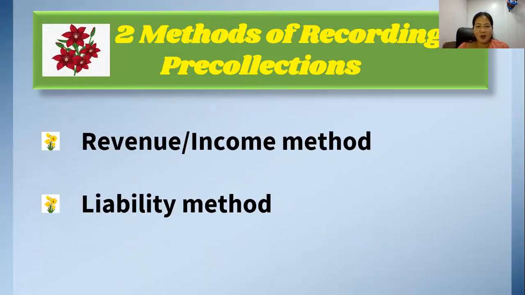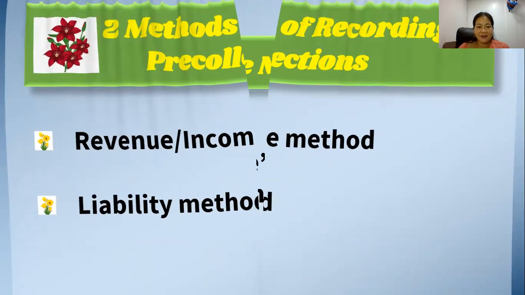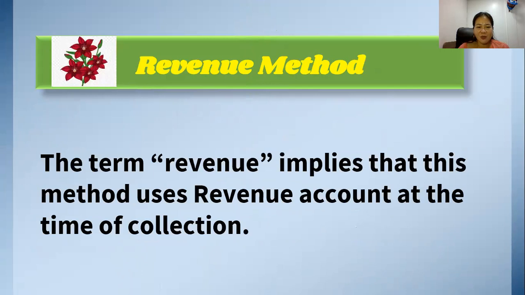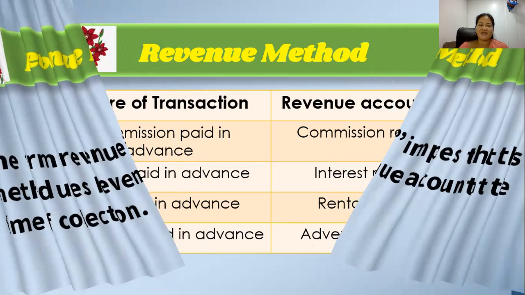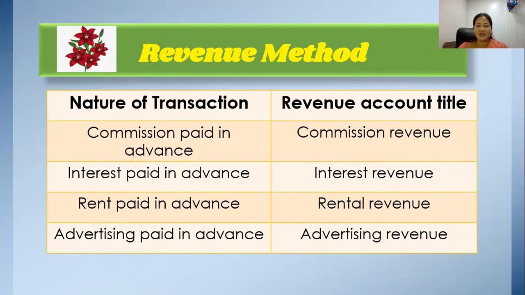There are two methods of recording pre-collections. We have the revenue or income method and the liability method. So we will talk about the revenue method. The term revenue implies that this method uses a revenue account at the time of collection. So meaning the time you receive cash, you record it as a revenue. So we have here some examples of revenue account titles. For commission collected in advance, we have commission revenue. Interest collected in advance, you have interest revenue. Rent collected in advance, rental revenue. Advertising collected in advance, advertising revenue.